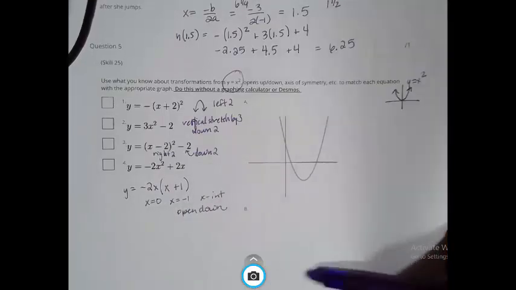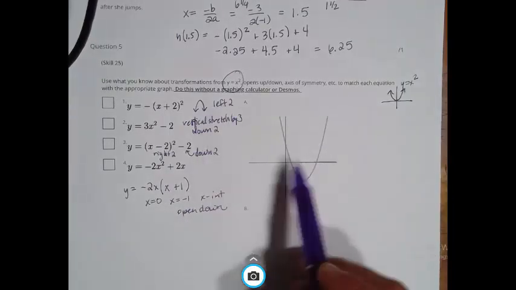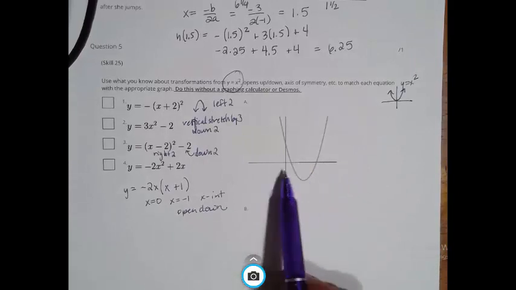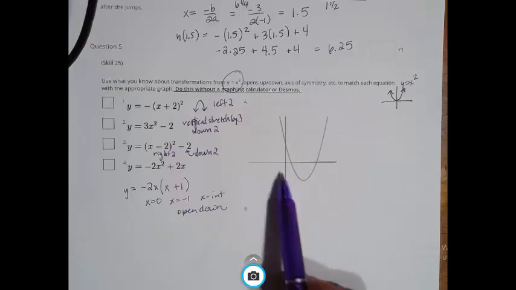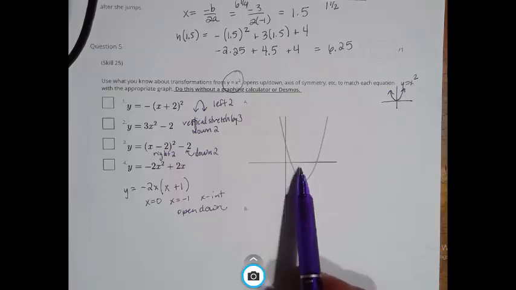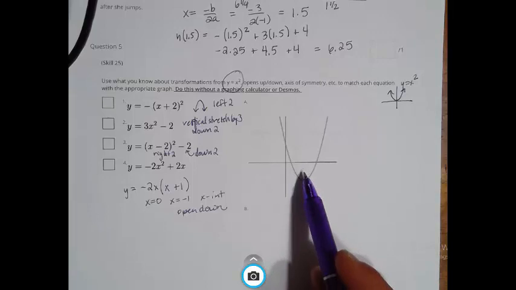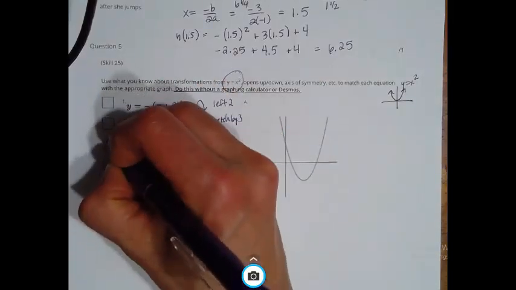Okay, which equation matches this graph A? Well, I can see it's moved to the right 2, or I can't see it's moved to the right 2, but I can see it's moved to the right and down. So this must go with 3. So number 3 must be letter A.